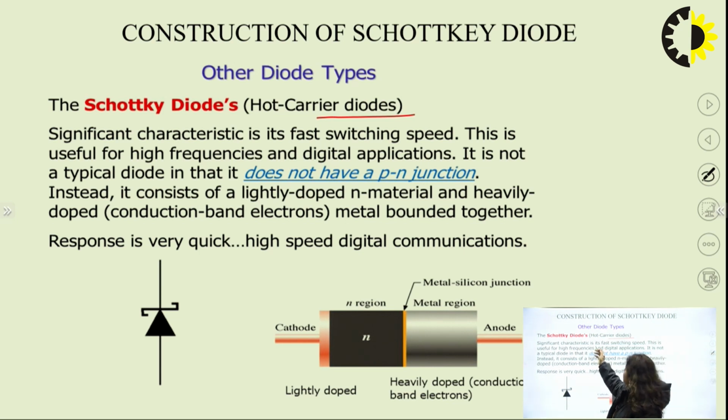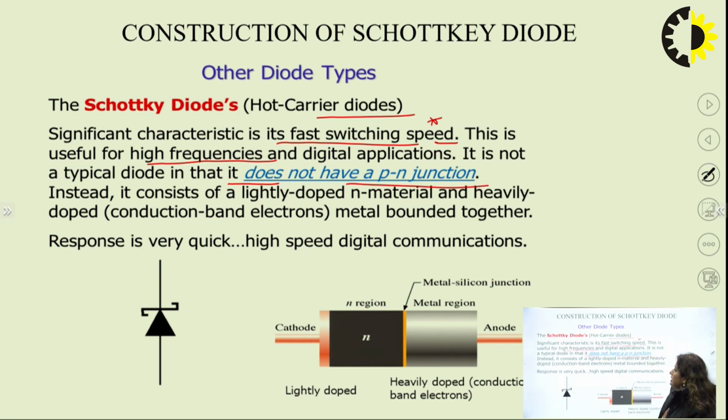So significant characteristic, it's fast switching speed, which is a major advantage of using Schottky diode. This is useful for high frequencies operations and digital applications, like we want to have a switch or various digital applications nowadays, microwave devices and all, these are made up of Schottky diode. So it is not a typical diode in that it does not have a PN junction in it. So instead it consists of a lightly doped N material and heavily doped conduction band electrons, metal bonded together.